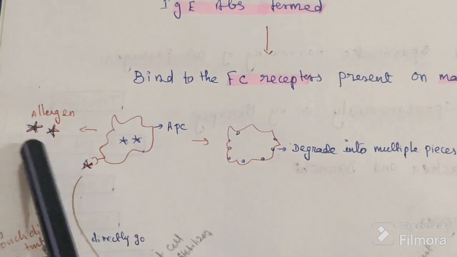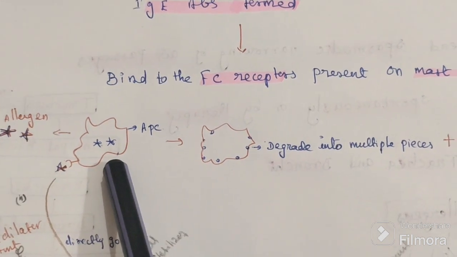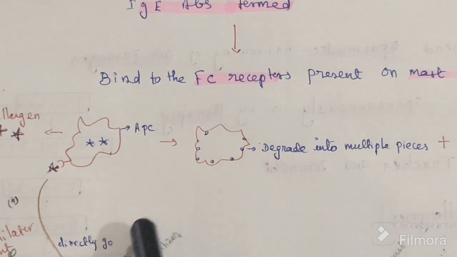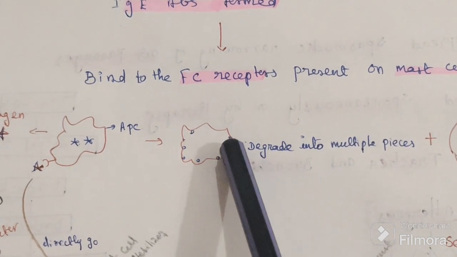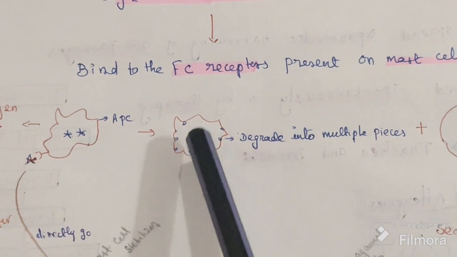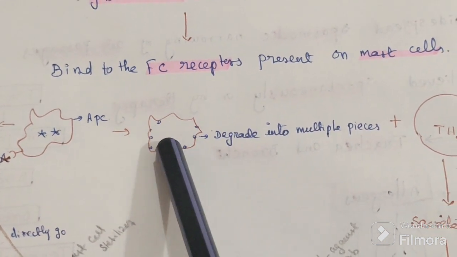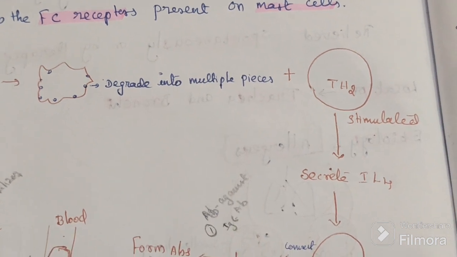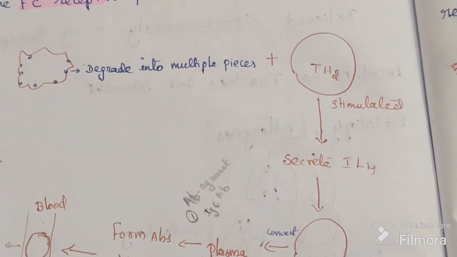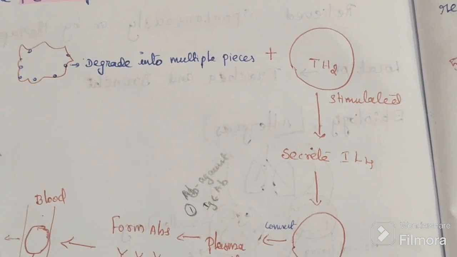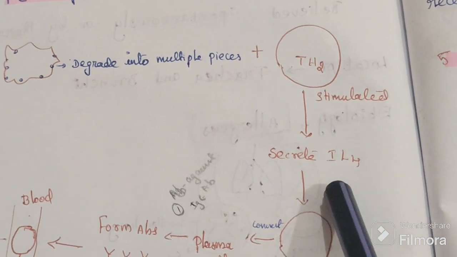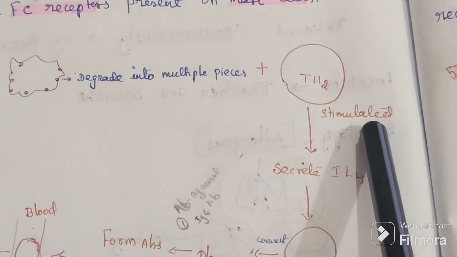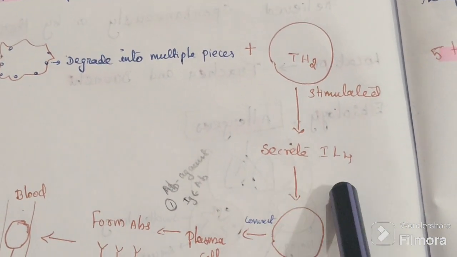The antigen taken in by the antigen presenting cell is degraded into multiple pieces. After degrading into these pieces, it is presented on the surface of the antigen presenting cell to the next cell. The next cell is the T helper 2 cell. It gets stimulated and secretes interleukin 4.